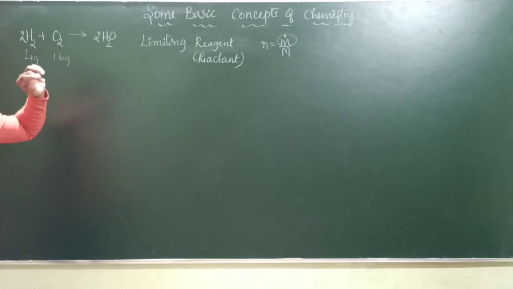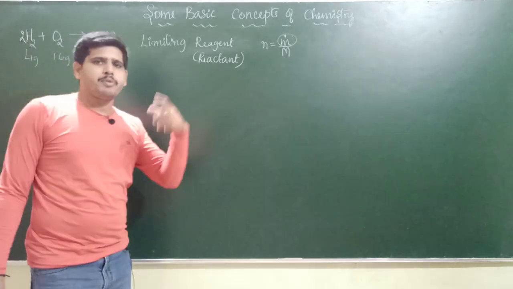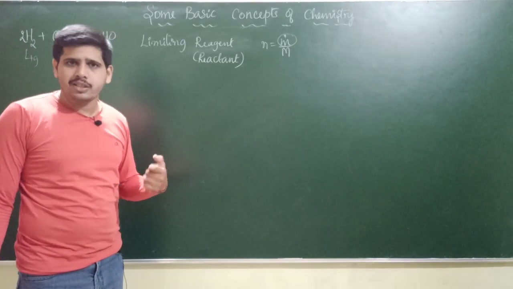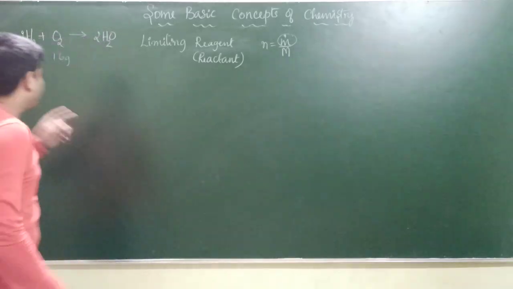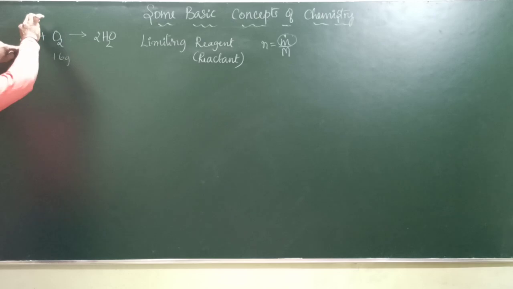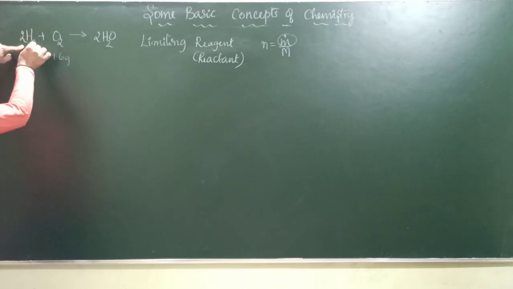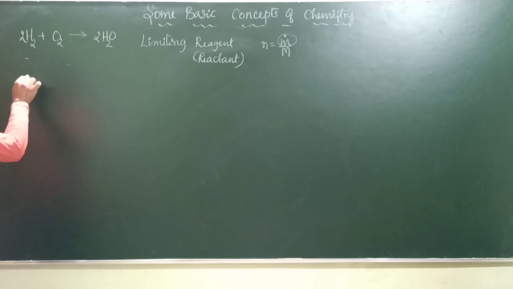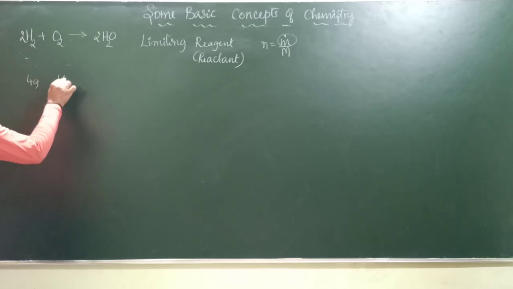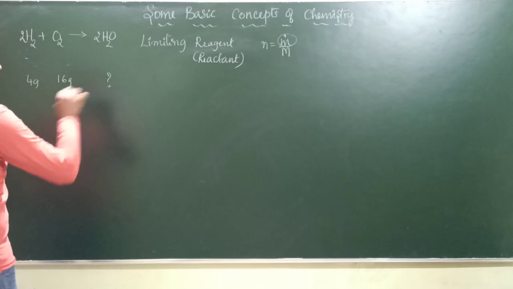What do you mean by standard condition? According to the balanced chemical equation, you know the molar mass of the given reactant. You're supposed to know it. Then you write the condition. So the standard condition is that 2 into, say, H2 molar mass is 2 gram, so 2 into 2 is 4 gram. So this is the given data. What I'll do is write a bit down below here: 4 gram and 16 gram. What is the water formed is the question.